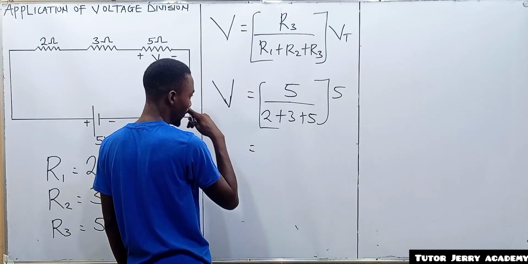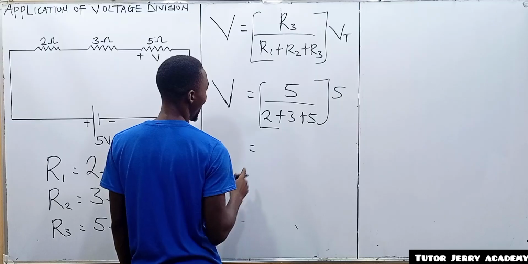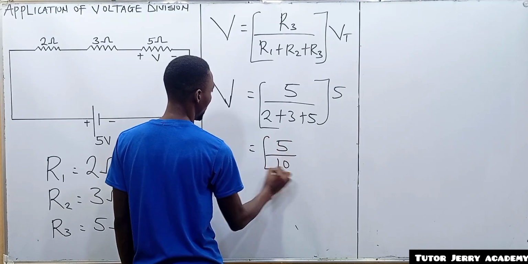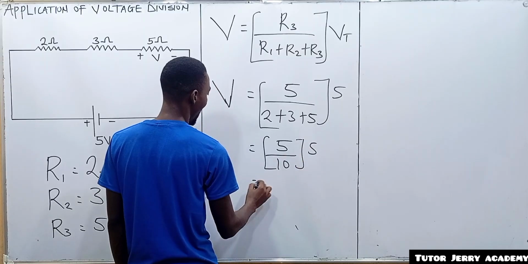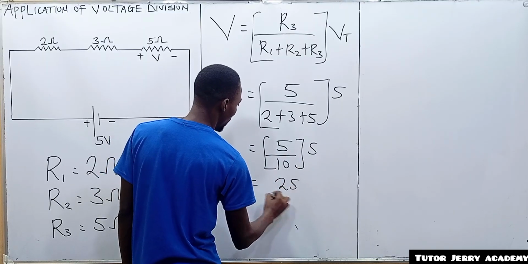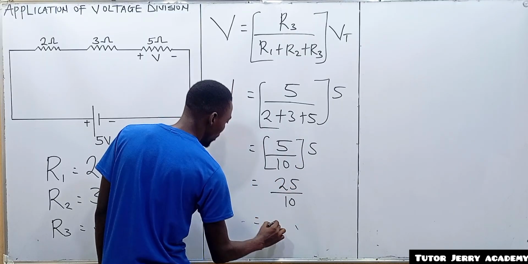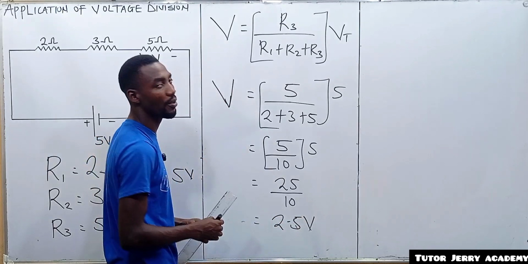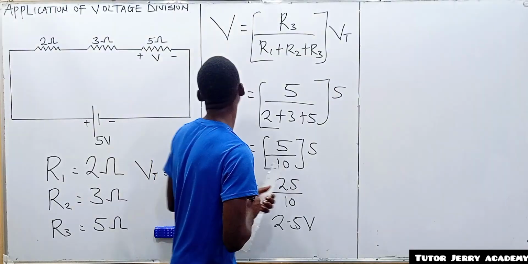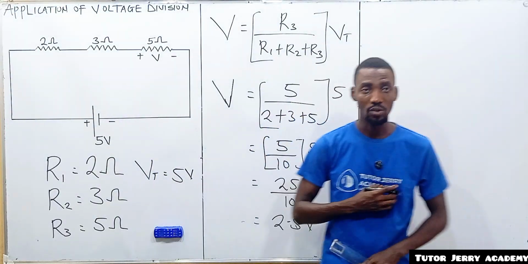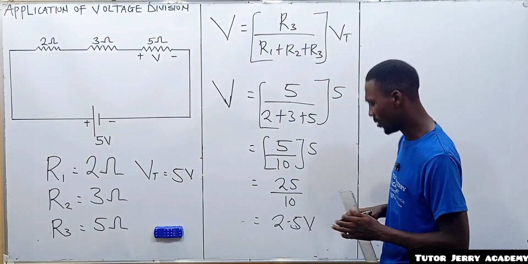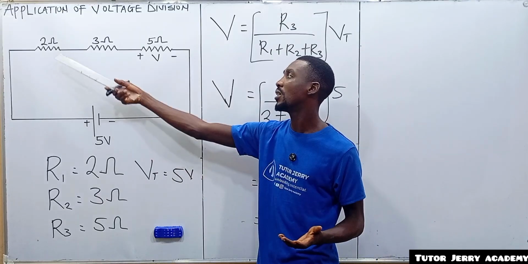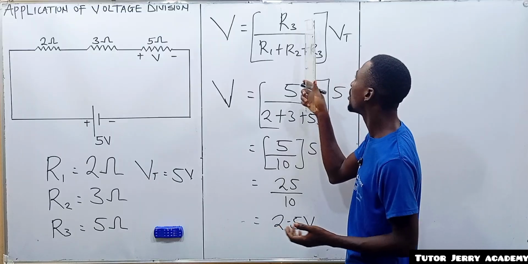All right, so 2 plus 3 plus 5 is 10. So we are going to have 5 over 10 multiplied by 5, and 5 times 5 is 25. 25 divided by 10 is 2.5 volts. All right, so it shows that the voltage drop across the 5 ohms resistor is 2.5 volts.